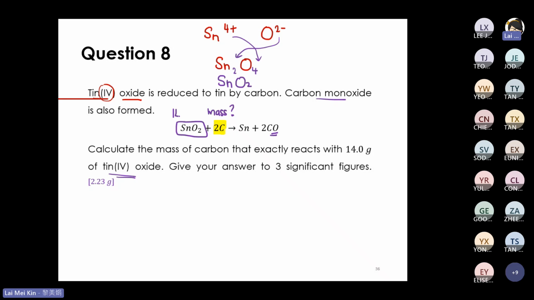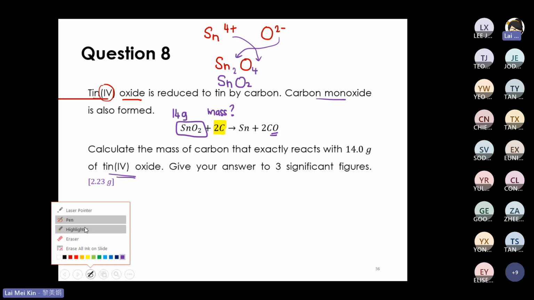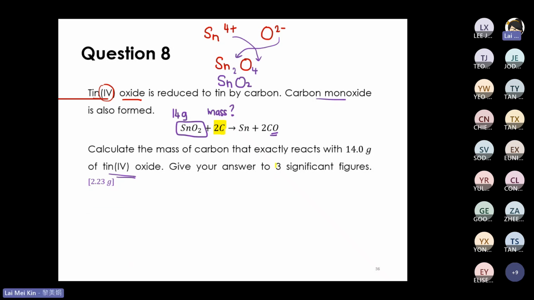So I have 14 grams of tin 4 oxide. This question has a specific requirement: 3 significant figures. So we just highlight it and apply it later. When we finish, we have to double check. Now I have the mass, I have the identity.